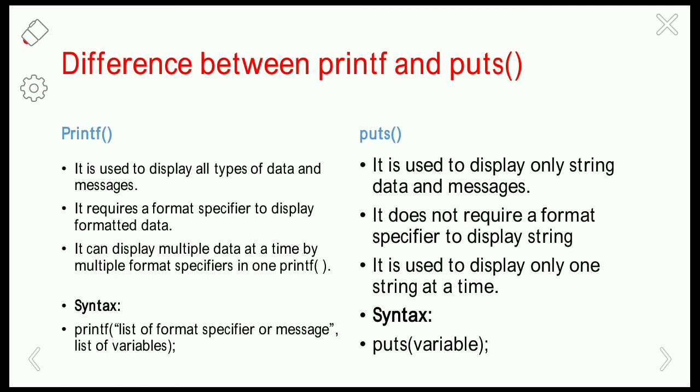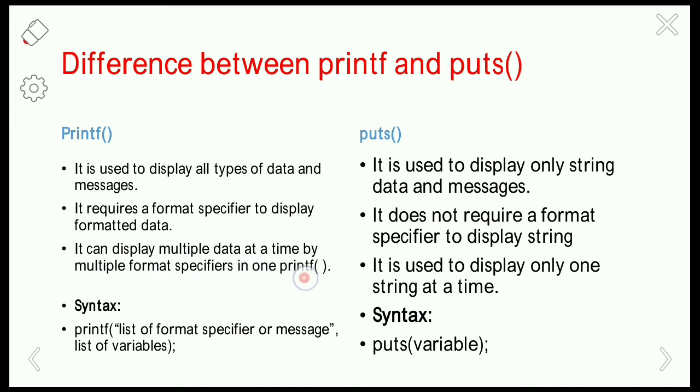Now coming to the difference between printf and puts functions. The printf function is used to display all types of data and messages, whereas the puts function is used to display only string data and messages. Puts, similar to gets, can display only string type of data. It cannot handle integer, float or double type of data. Printf requires a format specifier to display formatted data, that is %s, whereas it doesn't require a format specifier to display a string. There is no need of any format specifier for puts and gets, right?